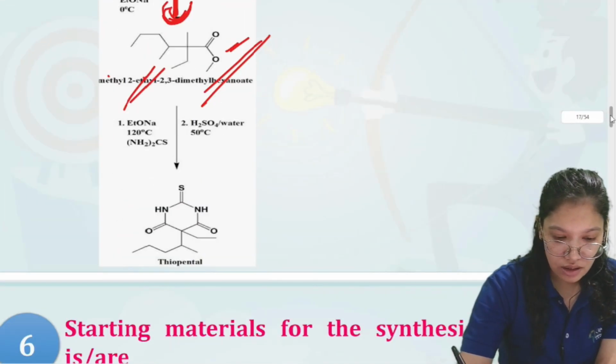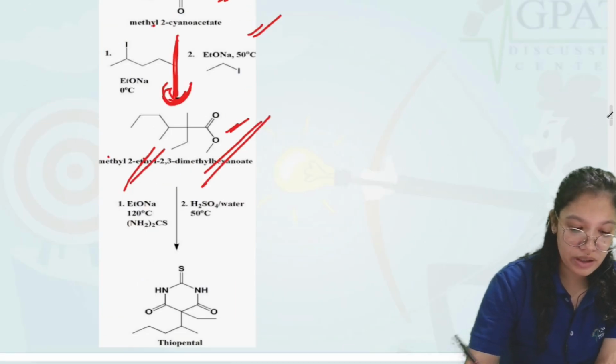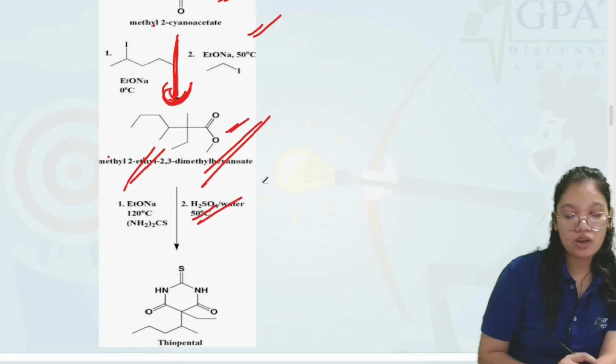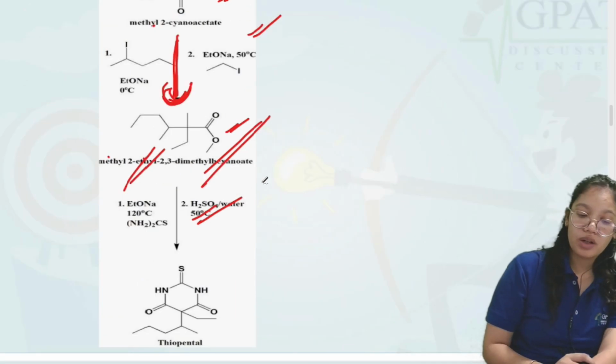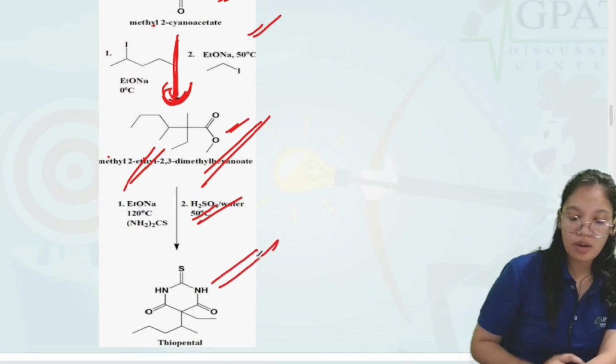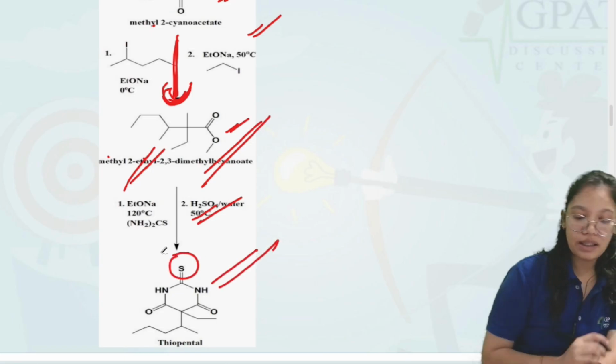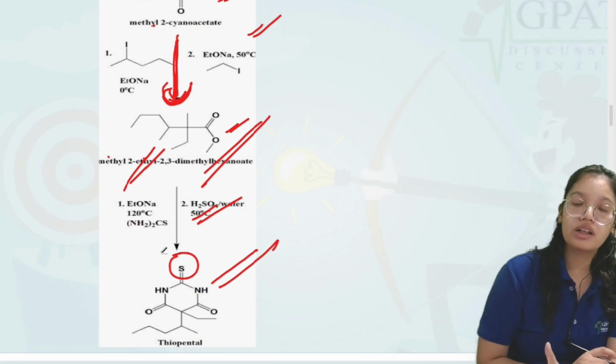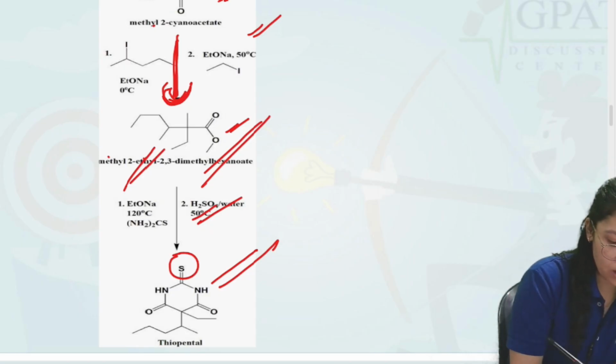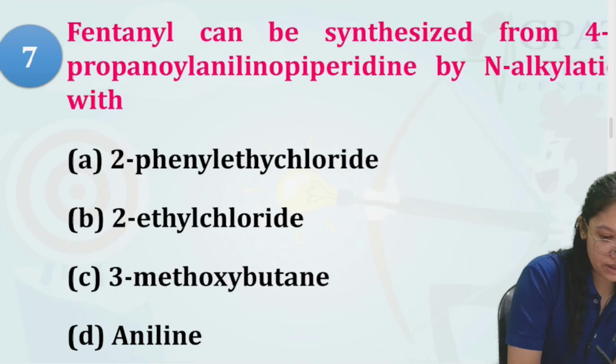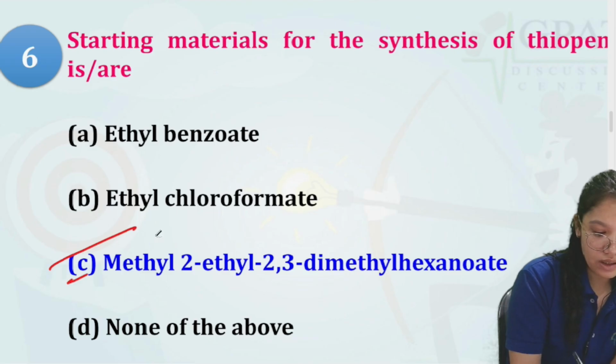acid, that is H2SO4 at 50 degrees. So this particular product we get, and what is that? Thiopental, a sulfur containing compound or the drug. So here's the answer.